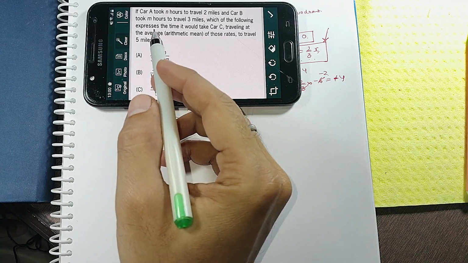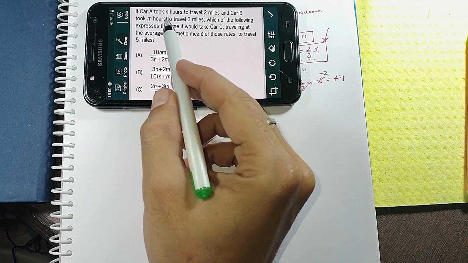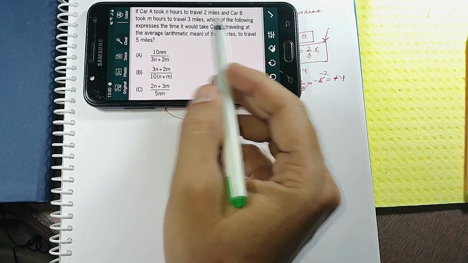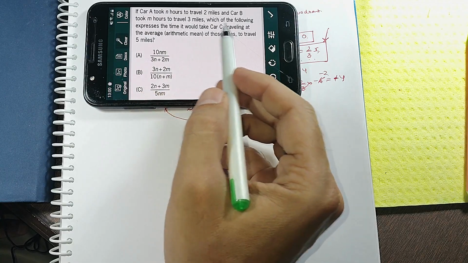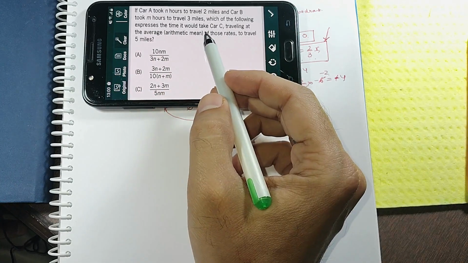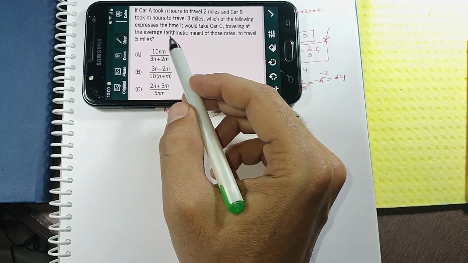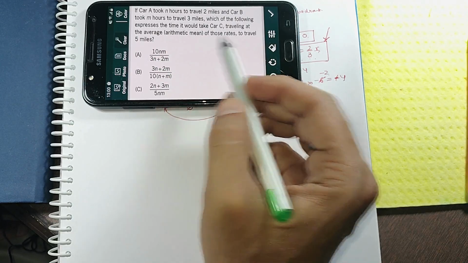Right? If car A took n hours to travel 2 miles and car B took m hours to travel 3 miles, which of the following expresses the time it would take car C, traveling at the average arithmetic mean of those two rates, to travel 5 miles?